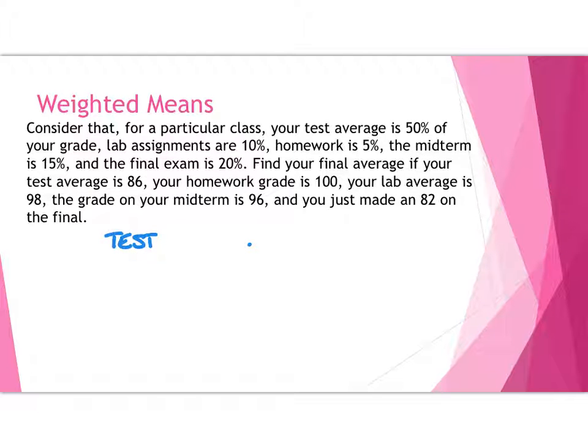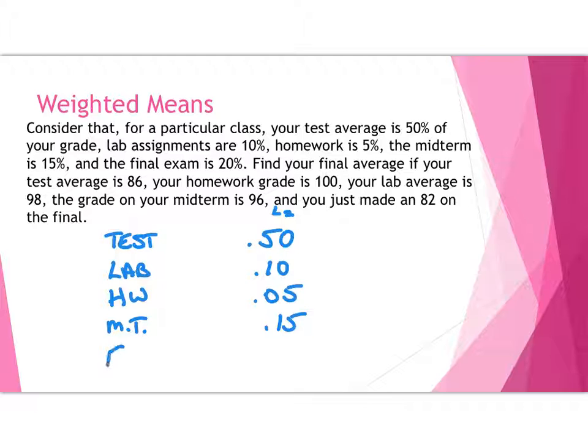So let's start at the top. Test average is 50%. So, bring the label down so you remember what it was for. 50% as a decimal is 0.5, and notice I'm leaving all this space because this is actually the stuff that's going to go in L2. Instead of having a frequency, we're going to have a percentage weight. So test average is 50%, labs are 10%, so lab is 0.10 or 0.1. Homework is 5%. 5% as a decimal is 0.05. Midterm is 15%. And then the final is 20%.